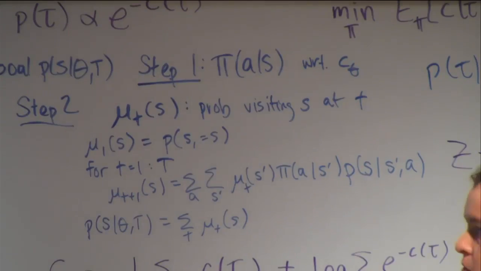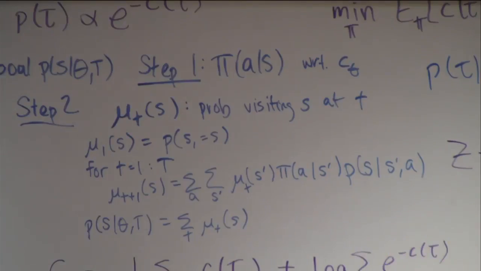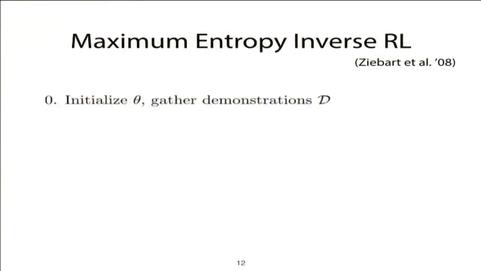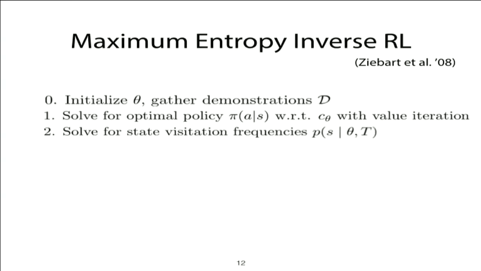Okay, so what does this look like as a general algorithm? Taking a step back from the math, first we initialize the parameters of our cost and gather our demonstrations. Then we need to compute the state visitation frequency, so we solve for the optimal policy with respect to c theta using value iteration. Then we solve for the state visitation frequencies using the dynamic programming algorithm that I just talked about.